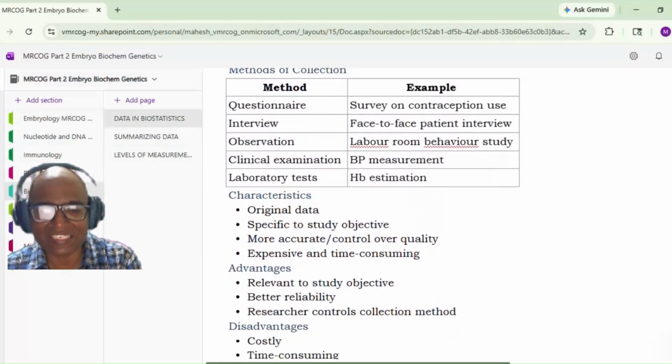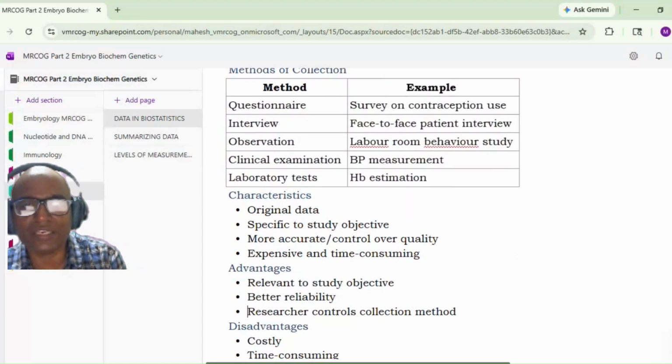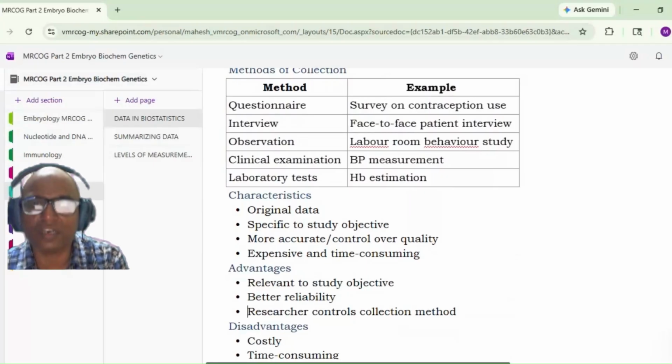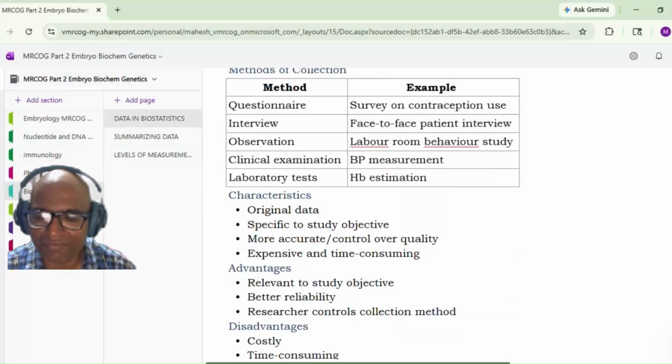Look at the characteristics of this primary data. It is original data which is specific to the study objective. It is more accurate, and it has control over the quality. It is expensive as well as time consuming. So these are the features of primary data.